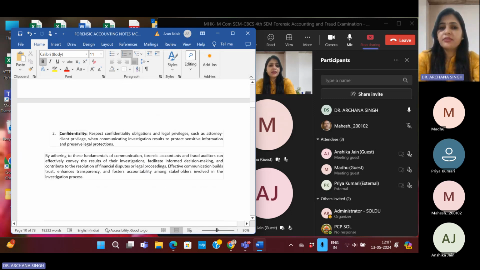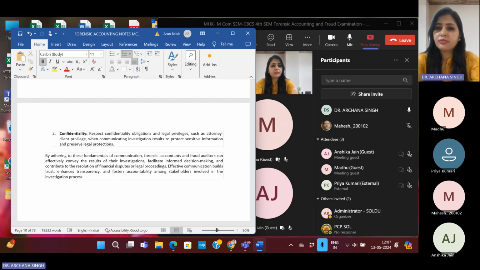Confidentiality means respect confidentiality obligations or legal privileges such as attorney-client privilege while communicating investigation results, to protect sensitive information and preserve the legal protections. Okay, so if there is something that they do not have to disclose, and they have to preserve legal protections, they have to protect sensitive information while communicating the investigation. They must not disclose the sensitive information in relation to that organization, and they have to respect confidentiality obligations and legal privileges.